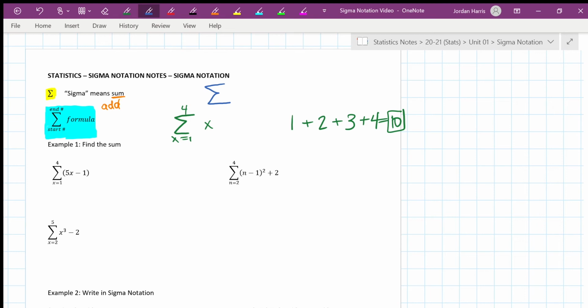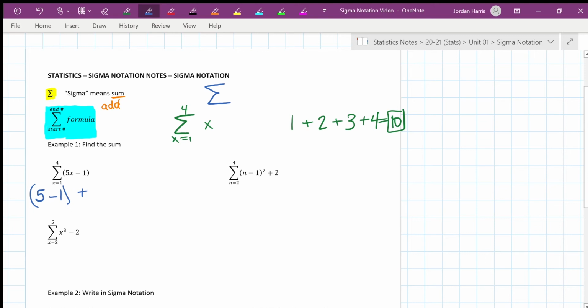So example 1 says find the sum. So we just use our equation. We're going to plug in 1, then 2, then 3, then 4. So this one happens to be the same numbers as my first example. So for x's, I'm going to plug in those numbers. So I'm going to plug in 1. So I'd multiply. 5 times 1 is 5 minus 1. That's going to be my first thing.